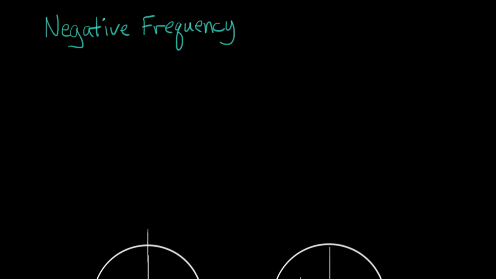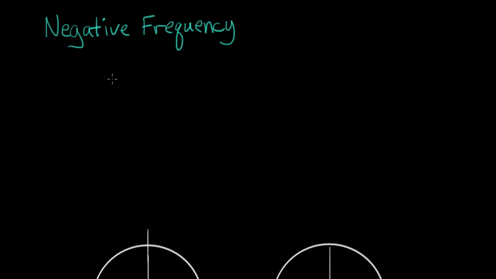I want to talk a little bit about one of the quirkier ideas in signal processing, and that's the idea of negative frequency. This is a phrase that may not initially make any sense at all. What does it mean to be a negative frequency? Could there be a sine wave that goes up and down at a rate of minus 10 cycles per second? What on earth does that mean?